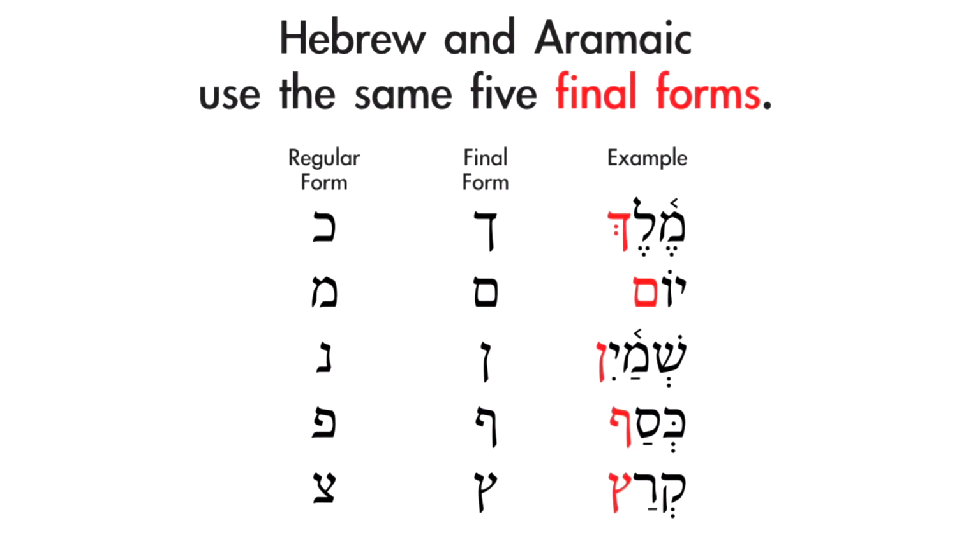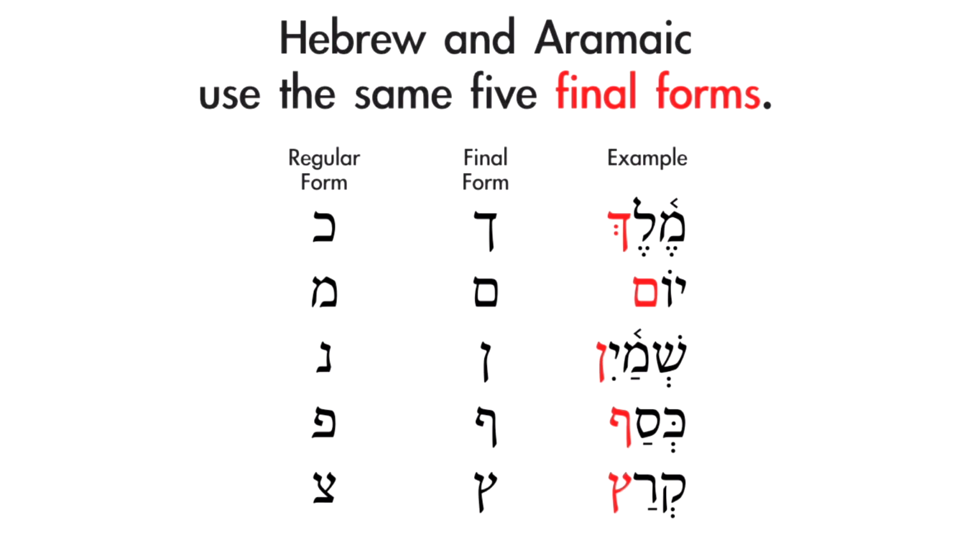In addition to sharing the same alphabet, they also share many of the same peculiarities embedded in that alphabet. Both Hebrew and Aramaic have five different consonants that have two different forms, both a regular form and a final form. Look at your screen with me. You will see and recognize five letters in the left-hand column here that appear as the regular forms of the alphabet: the kaf, the mim, the nun, the pe, and the tsade. In the middle column, you'll recognize, I hope, five final forms. Again, the kaf, the mim, the nun, the pe, and the tsade.